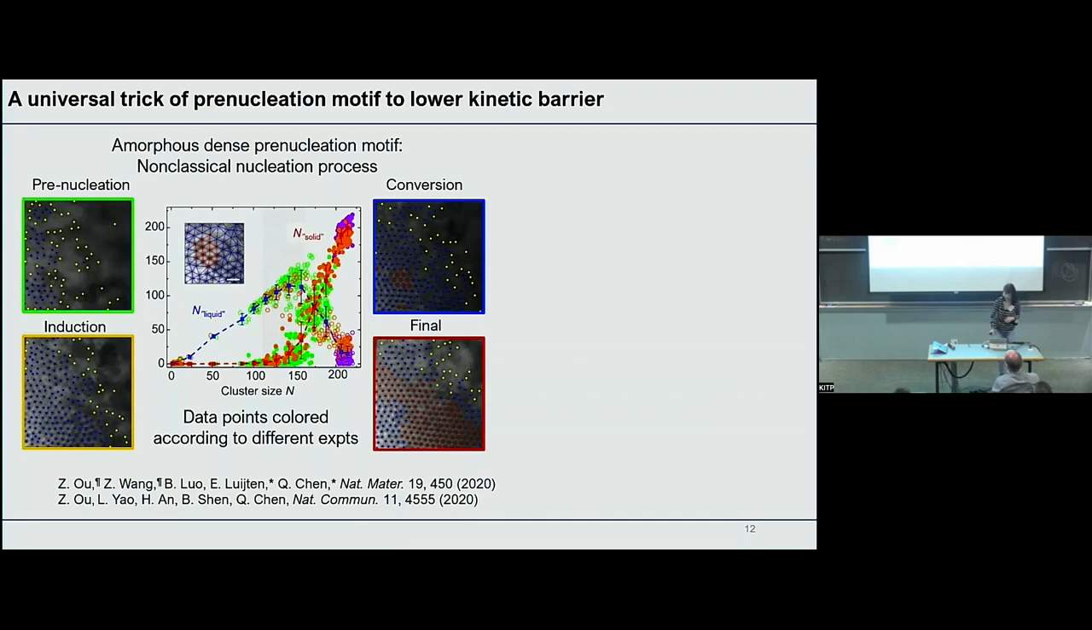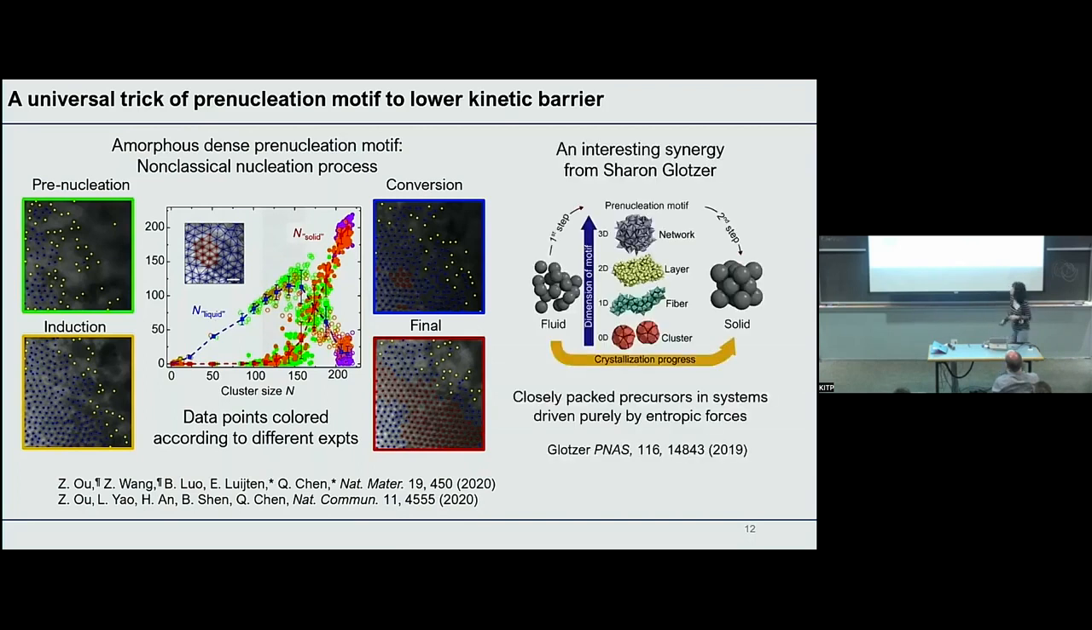barrier for nucleation. I'd like to re-highlight that around the same time, independently, Sharon published this beautiful paper with different nanoparticle shape and size, and they can also see the presence of pre-nucleation motifs when it comes to crystallization. So this seems to be a quite universal trick when you are using nanoparticles as building blocks. This is our understanding of the nucleation process.